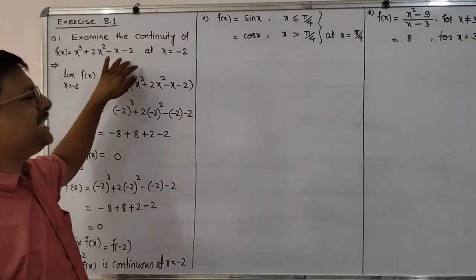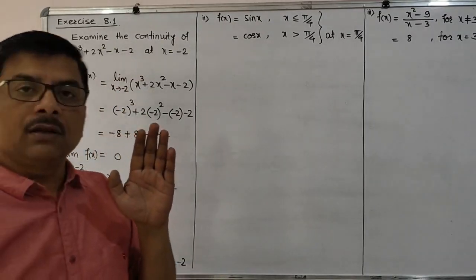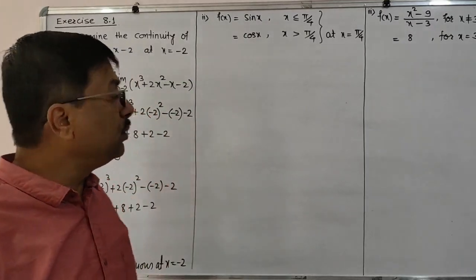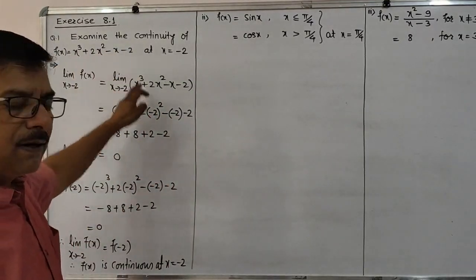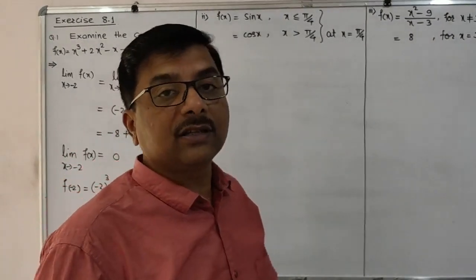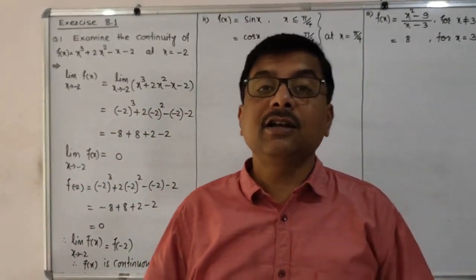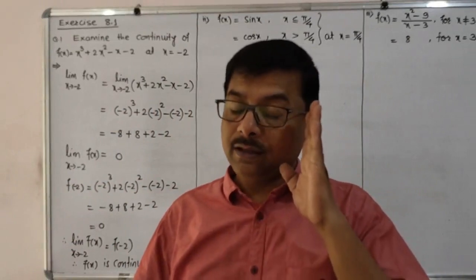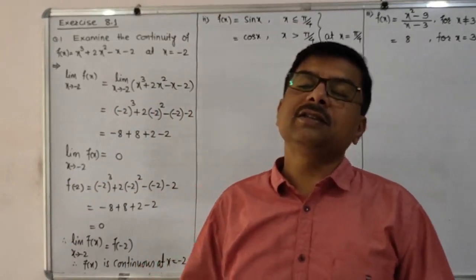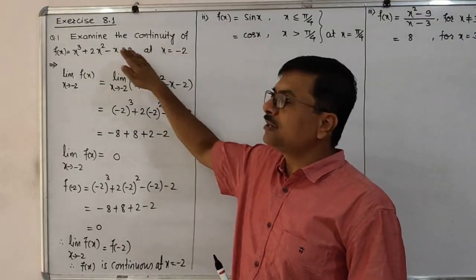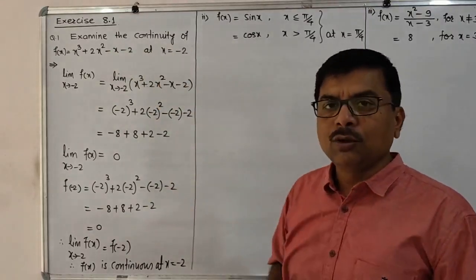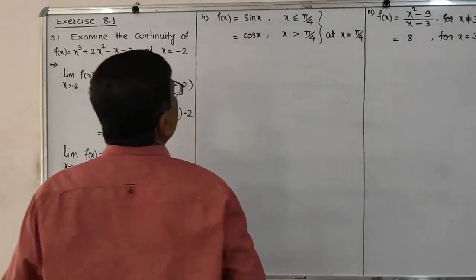As we can easily say that from the CET point of view, we can easily observe that it is a polynomial function, and in continuous functions we have studied that a polynomial function is always continuous at every point, means obviously it is continuous at x is equal to minus 2. Now look at this second function.